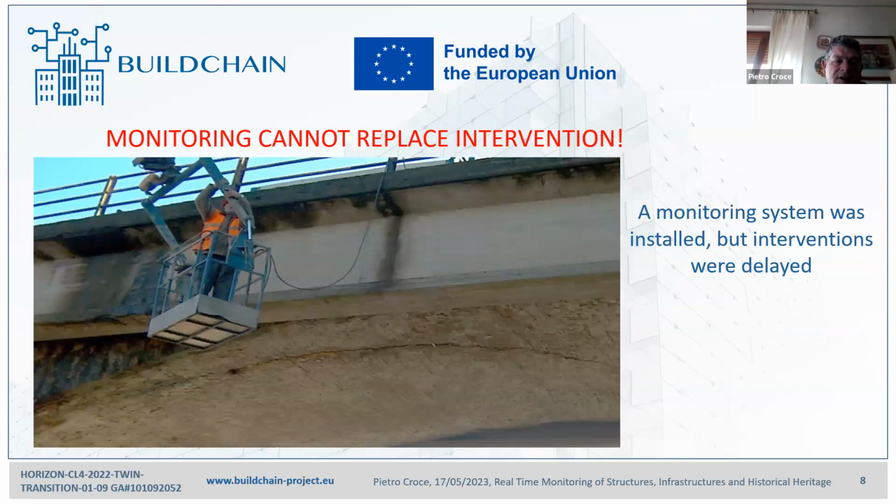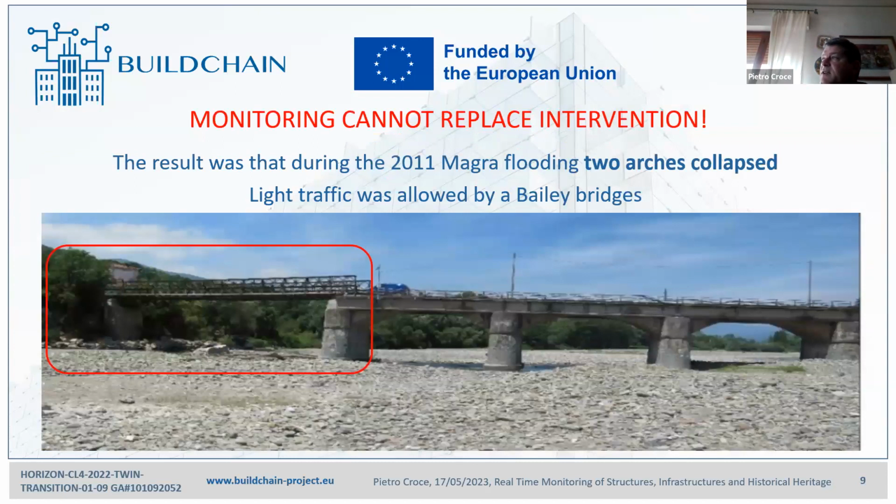You can see that immediately after, a special monitoring system was installed by the authority, but the result was in any case that, due to the lack of intervention, during the flooding of the Magra River in 2011, two arches collapsed, and they were substituted by a Bailey Bridge in order to allow at least light traffic.